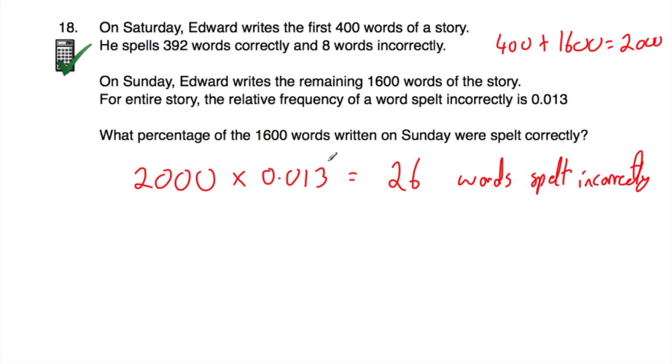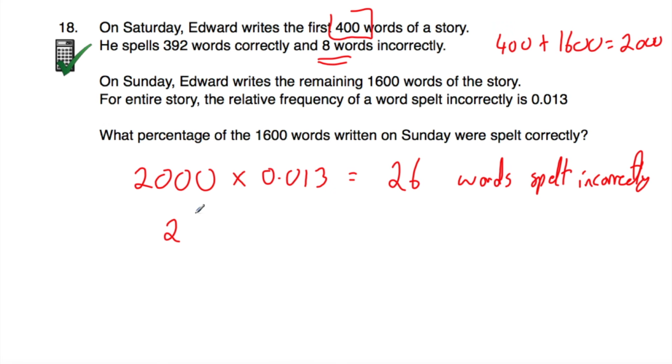And that's for the entire story. Okay, now if we have a look at this, we want to find what percentage of the 1,600 words that he wrote on Sunday were spelled correctly. Now we know for the first 400 words that 8 of them were spelled incorrectly. And we know for the entire story that 26 words were spelled incorrectly.